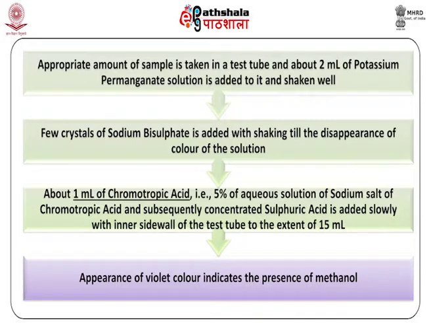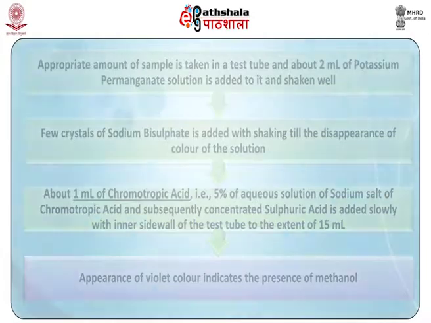After that, a few crystals of sodium bisulfite are added with shaking till the color of the solution disappears. About 1 milliliter of chromotropic acid, that is a 5% aqueous solution of the sodium salt of chromotropic acid, is added, and subsequently concentrated sulfuric acid is added slowly along the inner side wall of the test tube, to the extent of 15 milliliters. Appearance of violet color indicates the presence of methanol.